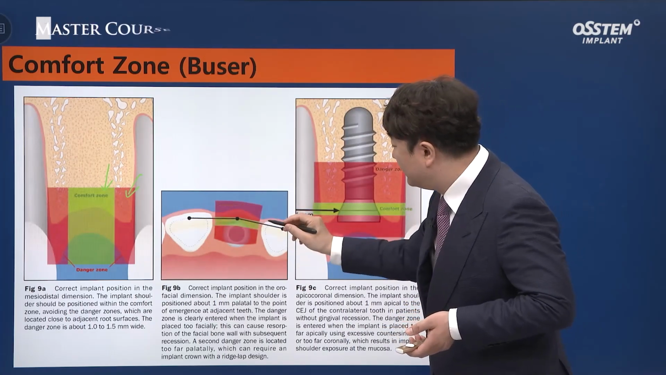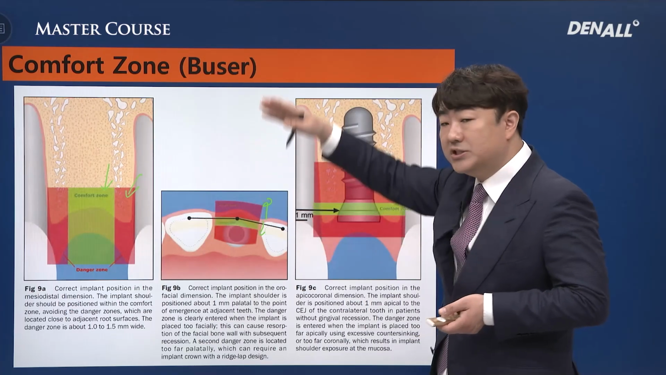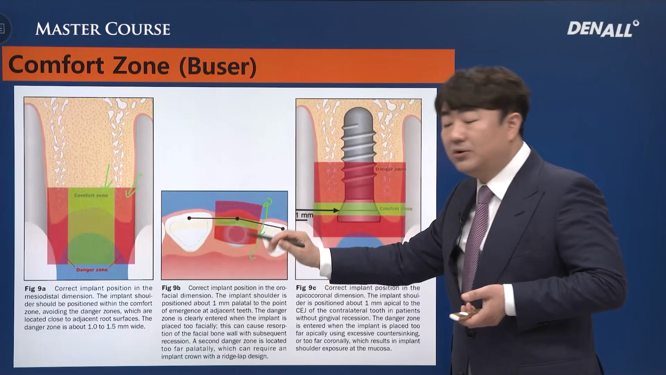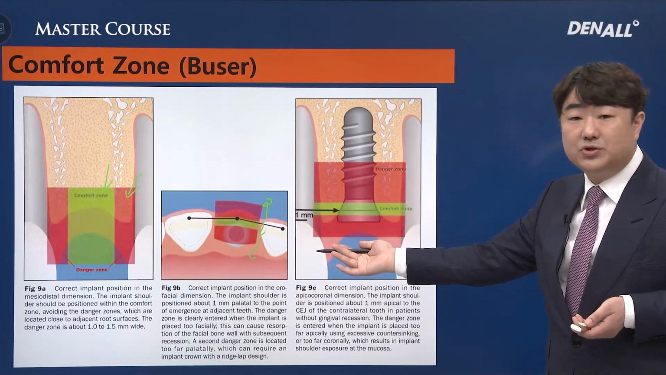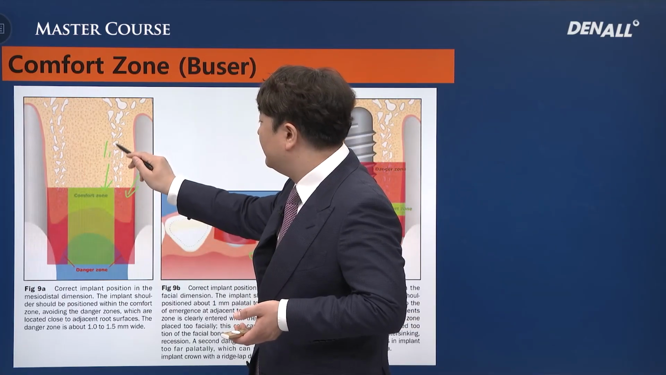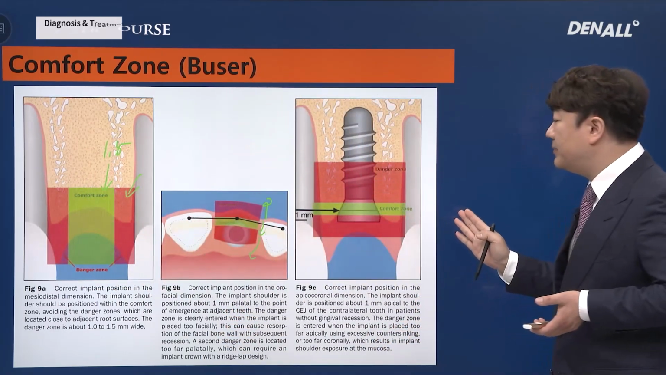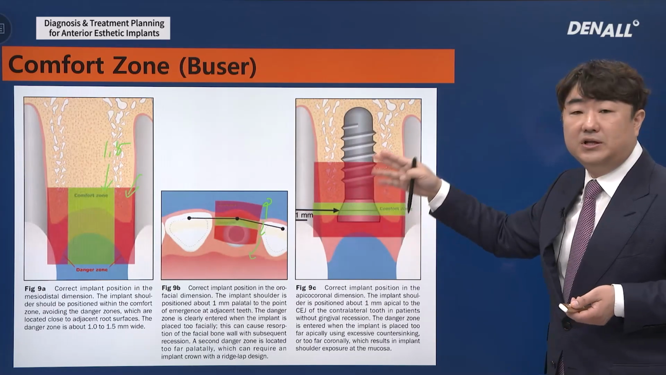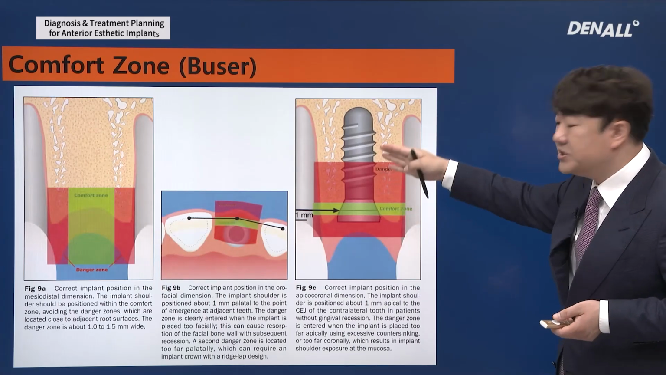CEJ level of adjacent teeth. It should be 1 to 1.2 millimeters palatally placed. If it is placed buccally, gingival level can go down. In most cases, you cannot go too palatal. So we've talked about 1.5 millimeter distance with adjacent teeth. This is very important. And next is placement depth. From CEJ of adjacent teeth, you need to place it about 1 to 2 millimeters deeper.